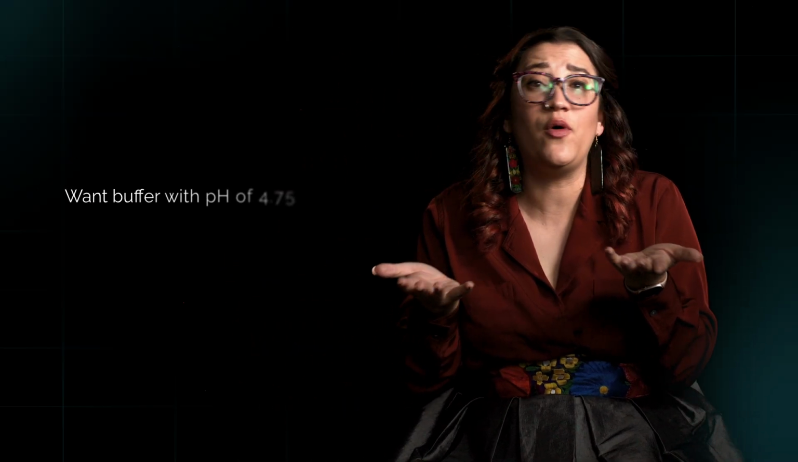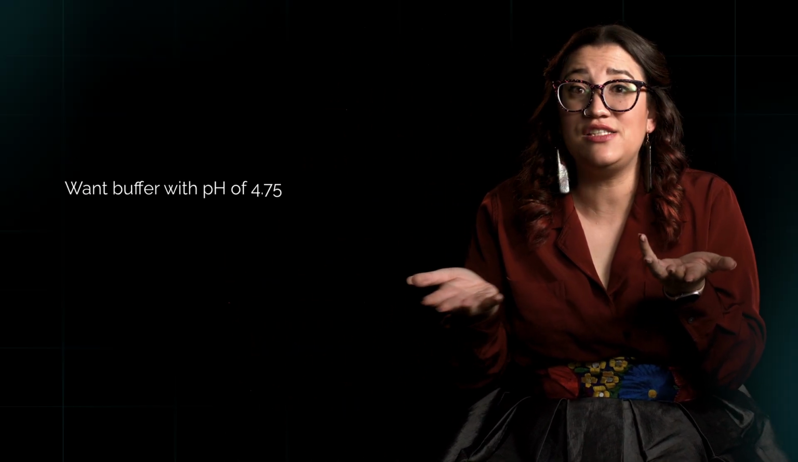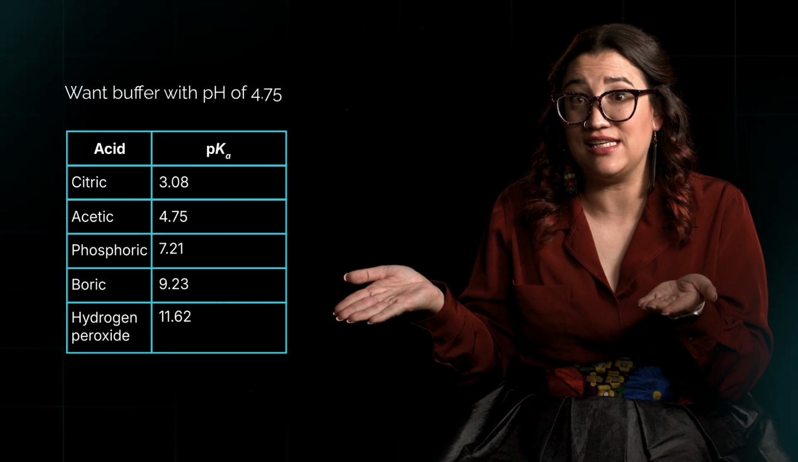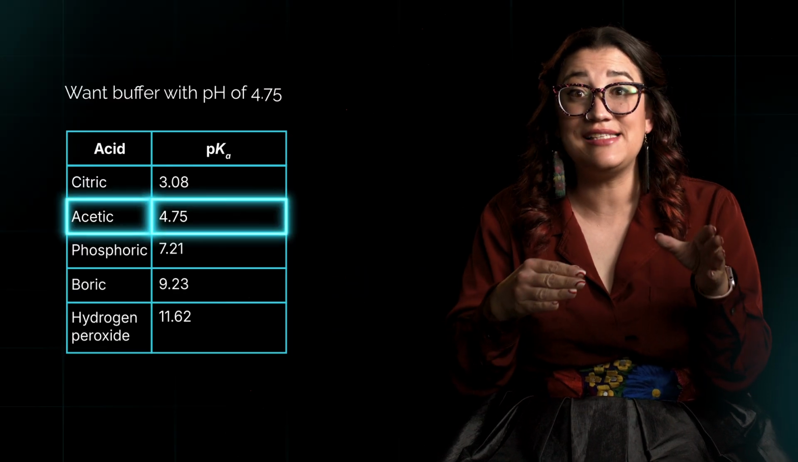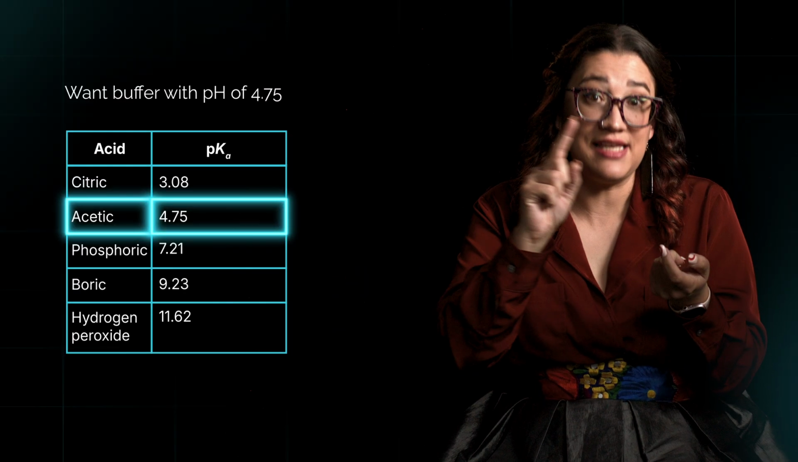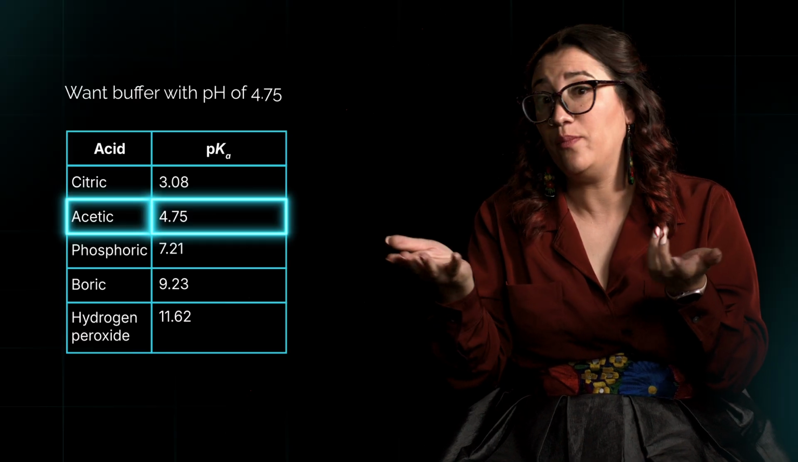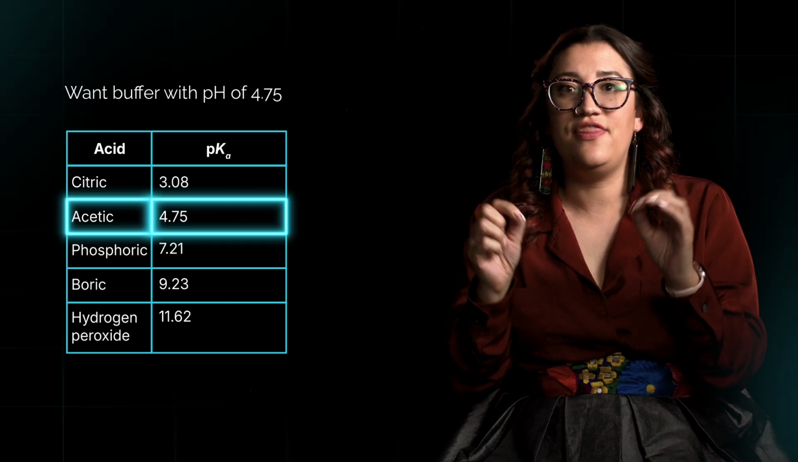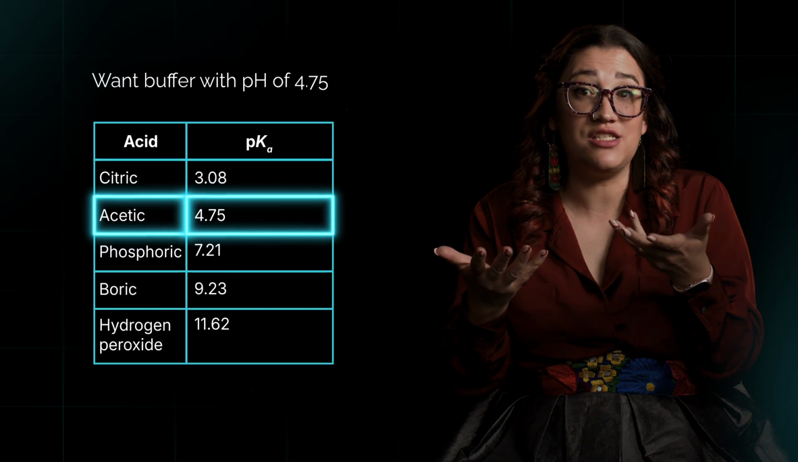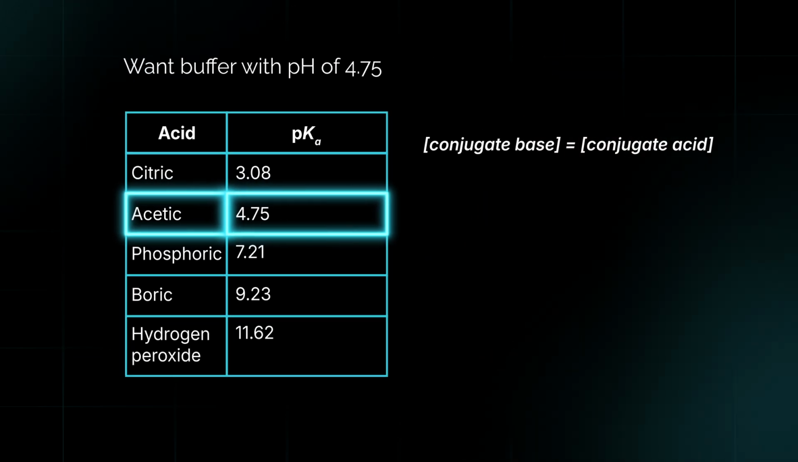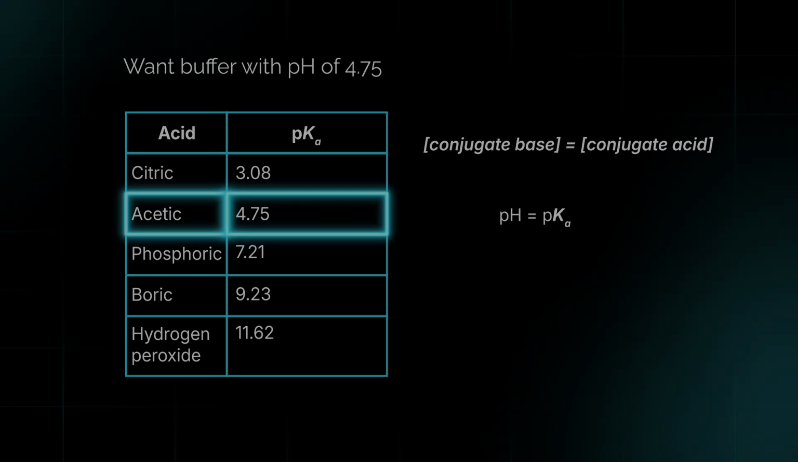Suppose we wanted to make a buffer with a pH of 4.75 and had access to this list of weak acids. Acetic acid will be a great choice because its pKa is also 4.75. That means at this pH, we'd have equal amounts of acetic acid and its conjugate base, acetate, giving us an ideal buffer that can handle either added acid or base effectively.